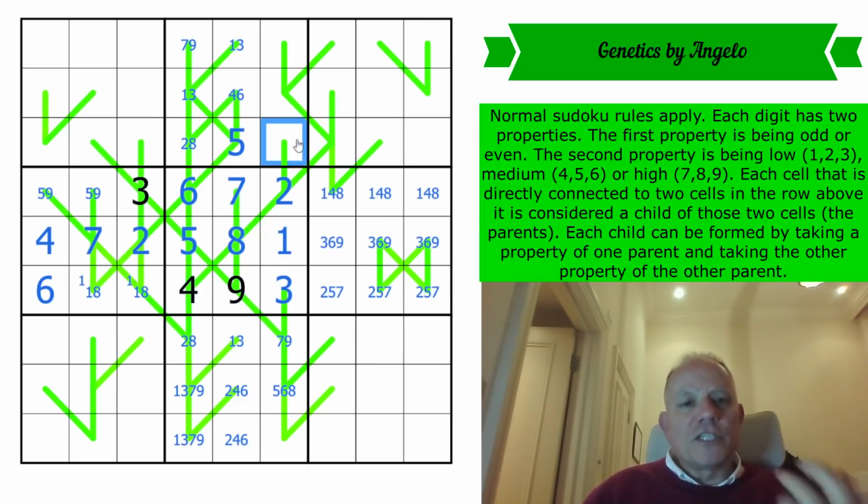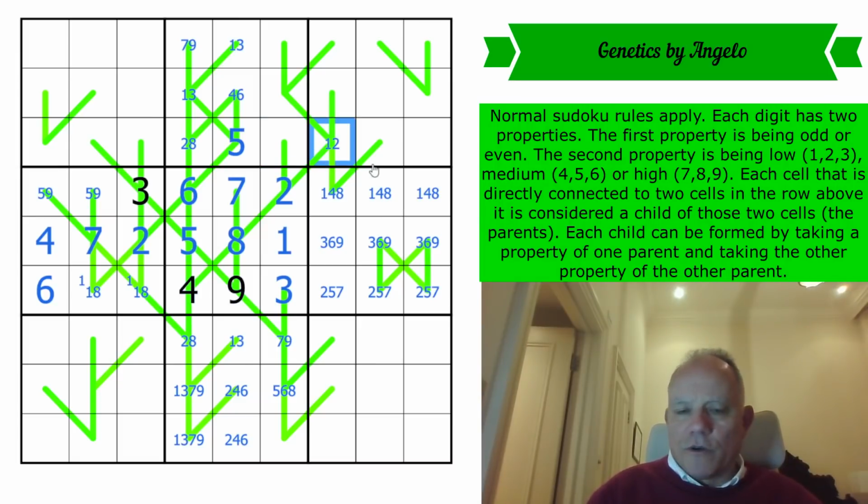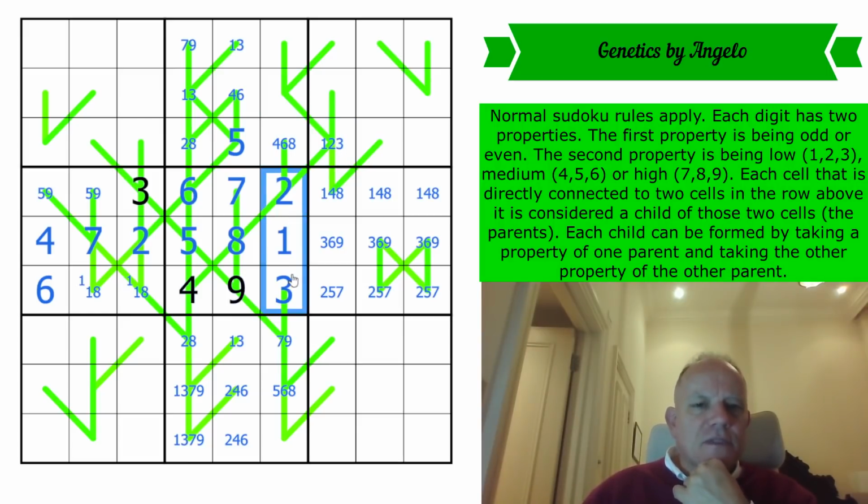A low number, which isn't here. Right, that's 1, 2, or 3. And an even number, which must be here. So that is 4, 6, or 8, unsurprisingly. Now, this is low, and its low parent is not there because of the same 1, 2, 3.